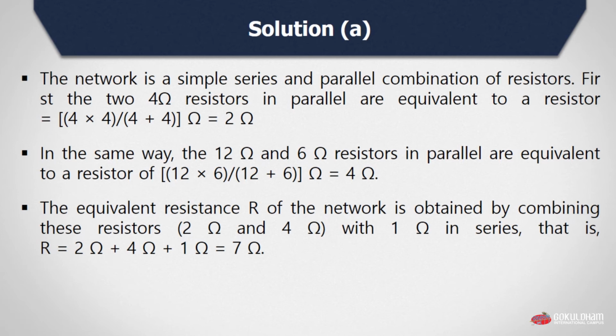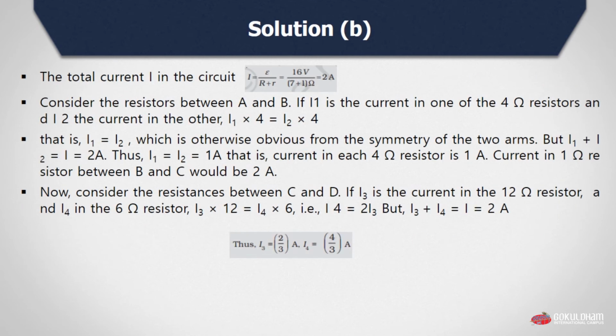Now we will look at our solution B. For solution B, we have to obtain the current in each and every resistor. So the total current I in the circuit is I equals E divided by R plus small r, which was our equation 3.59. Our epsilon value is 16 V, which is given in the question, and R, the equivalent resistance, is 7 ohm, plus 1 ohm for the series connection. So 16 V divided by 7 plus 1 ohm is 16 divided by 8, which gives our current, 2 A.